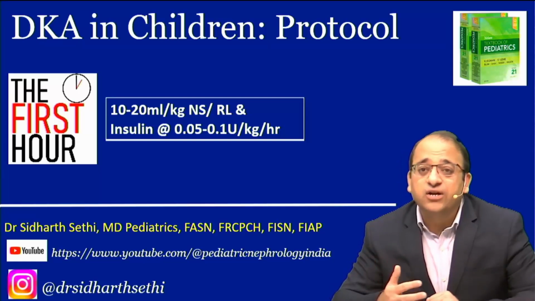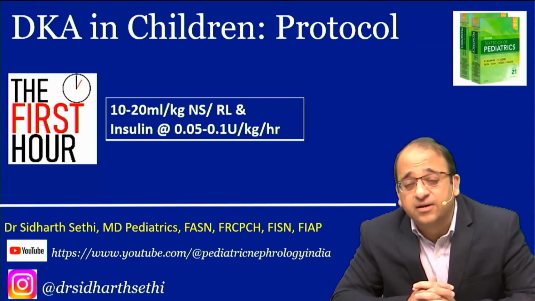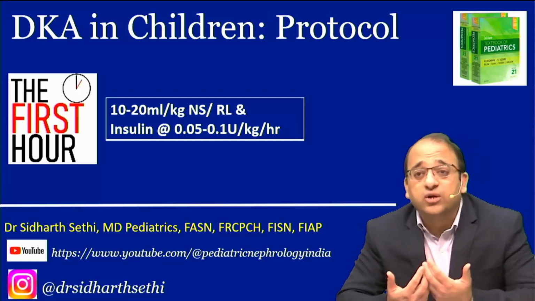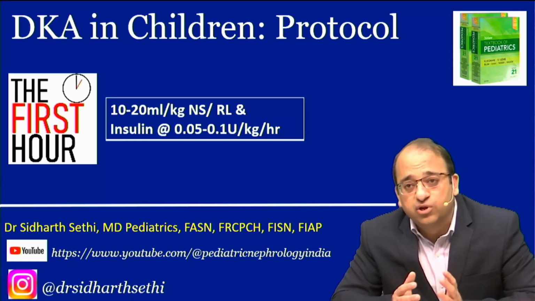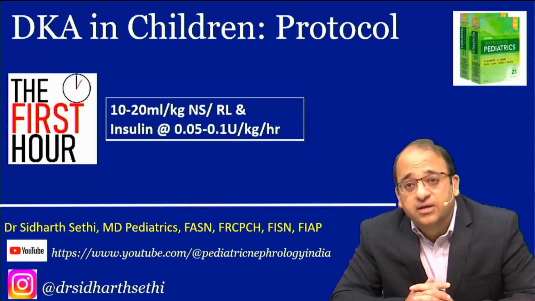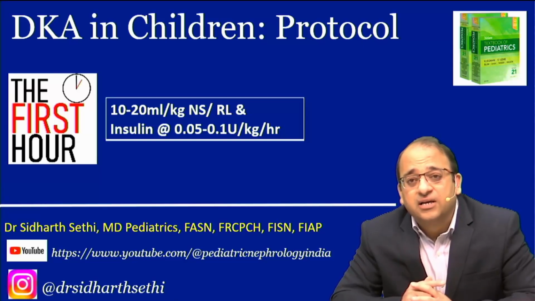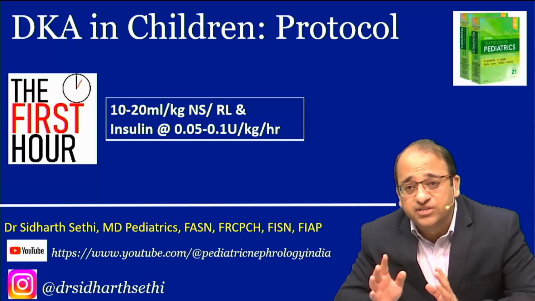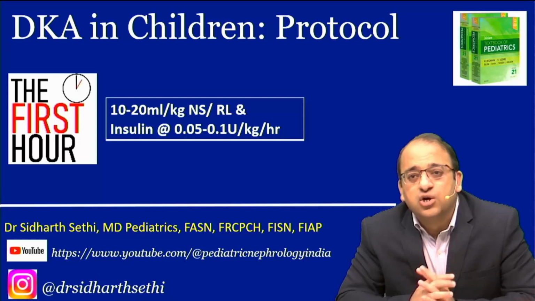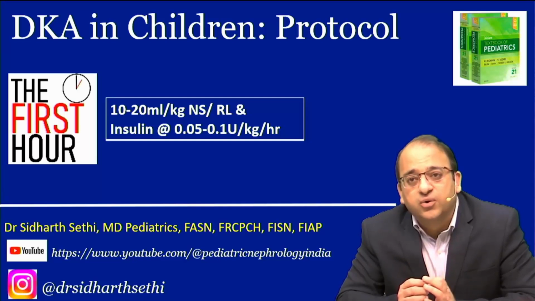So you give 10 to 20 ml per kg of normal saline. Remember, normal saline will be the fluid of choice, or you can give ringer lactate. Then insulin, at a dose of 0.05 to 0.1 units per kg per hour. Remember that in mild cases you may give 0.05. However, in moderate to severe diabetic ketoacidosis, do give them 0.1 unit per kg per hour.